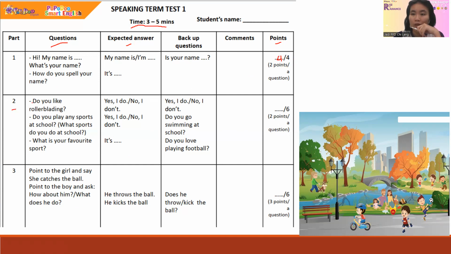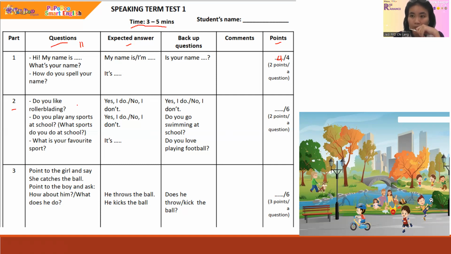We have part 2. There are 3 questions here. You start with the first one. Remember to ask the question in this column. Do you like rollerblading? And you can count for yourself silently like 1, 2, 3, 4, 5.